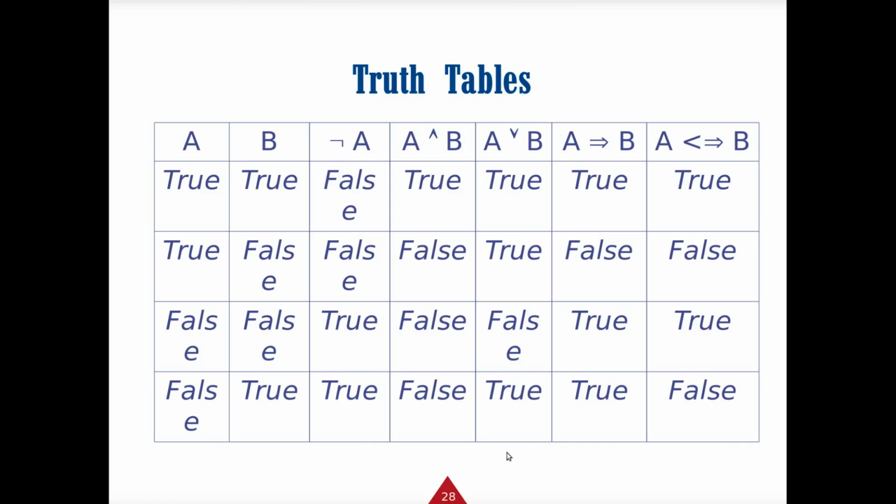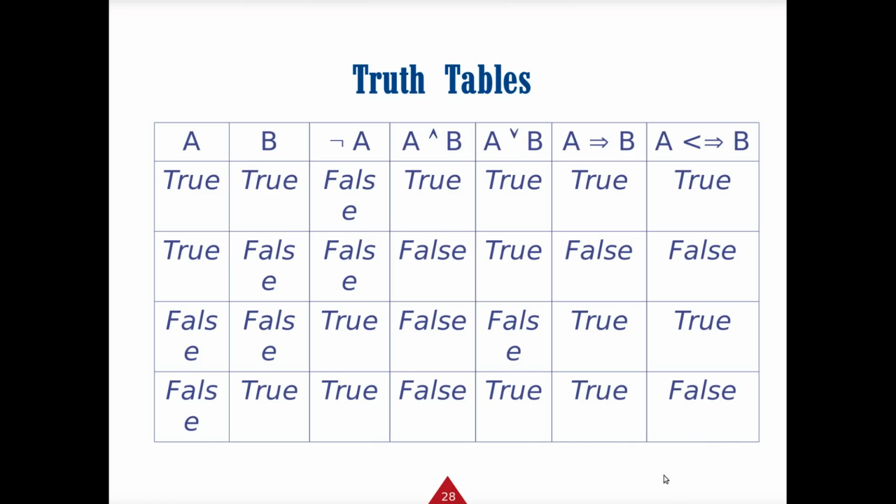And then for the implies, or the if statement, if A and B are true, then this is true. If A is true but B is false, this statement is going to be false. If A is false and B is false, the statement is going to be true. Basically, if A is false, B can be anything. And for if and only if, if both statements are true or both are false, then it's true, but if not, it's false.